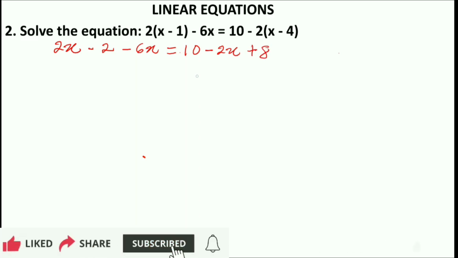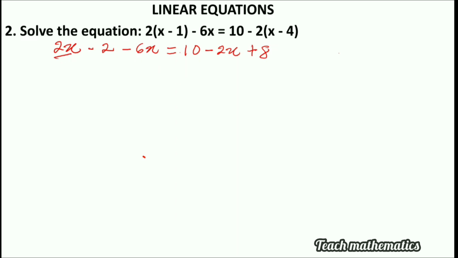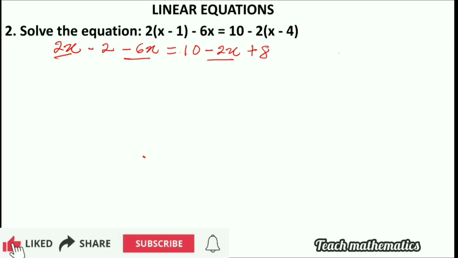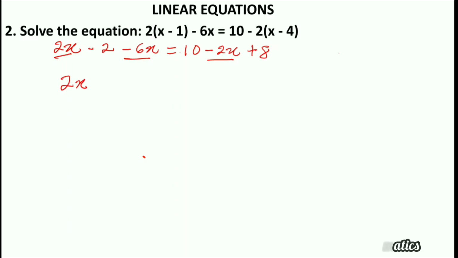So this is now similar to the first question. We collect our like terms here. This is a term in x, this is a term in x, this is another term in x. And so we move all the terms in x to be on one side of the equation. Usually we write from left to right, so we put this on the left hand side.